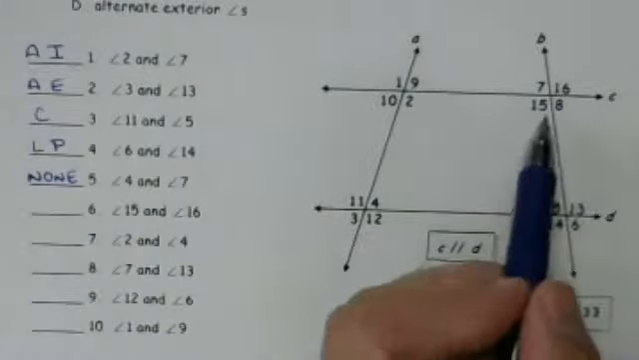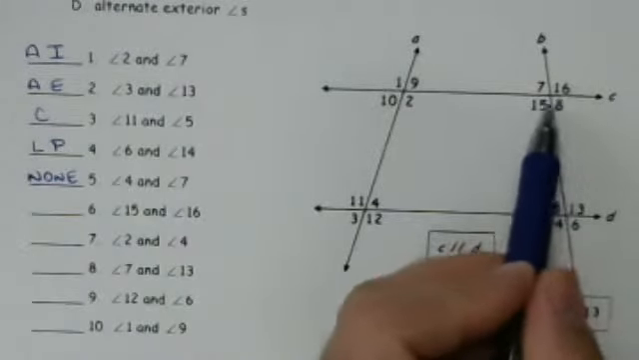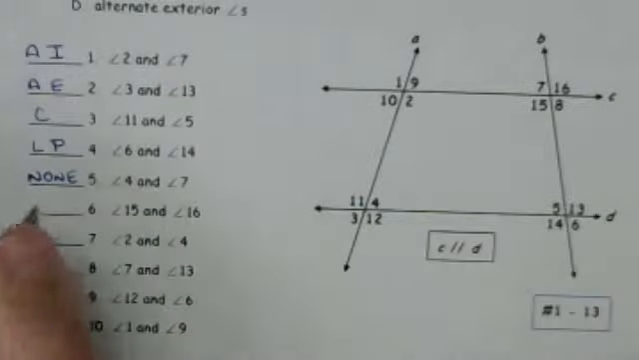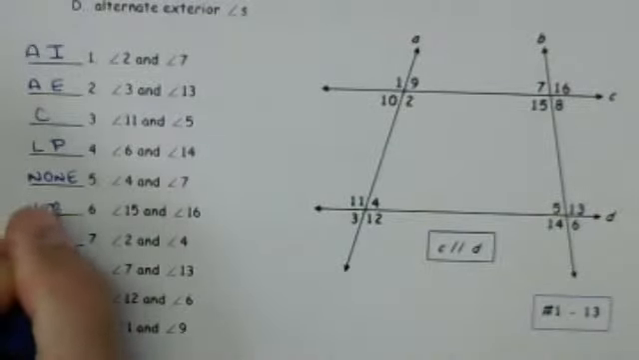Then number 6, we have angles 15 and 16. You can see those are directly across from each other, so those are vertical angles.